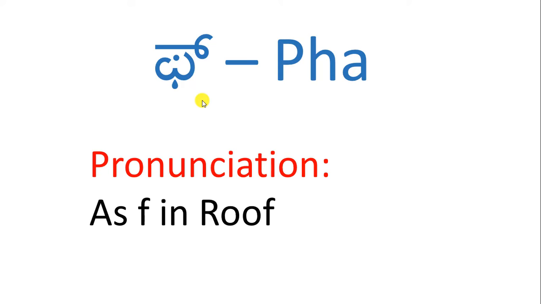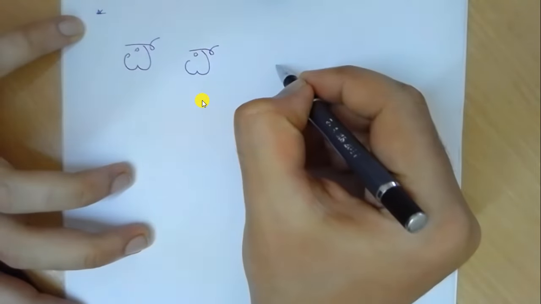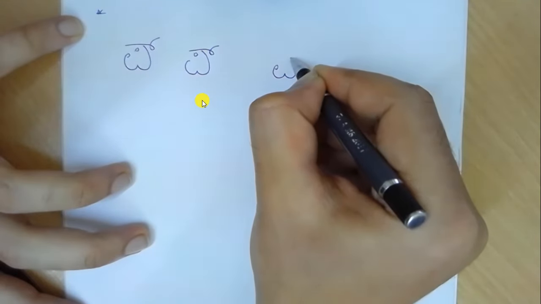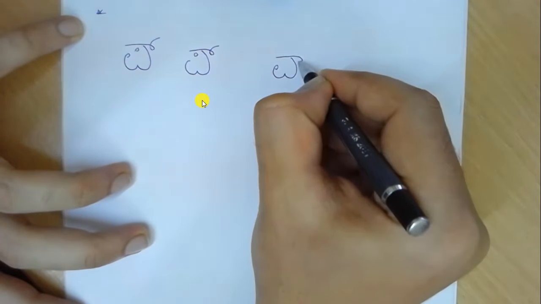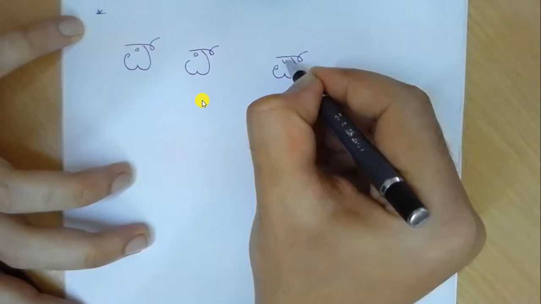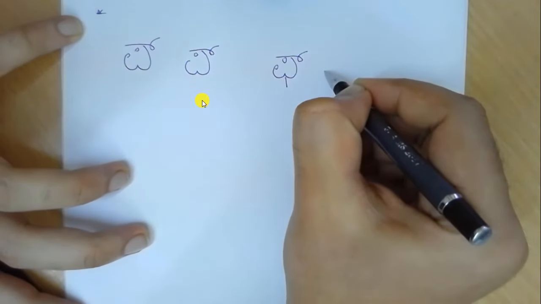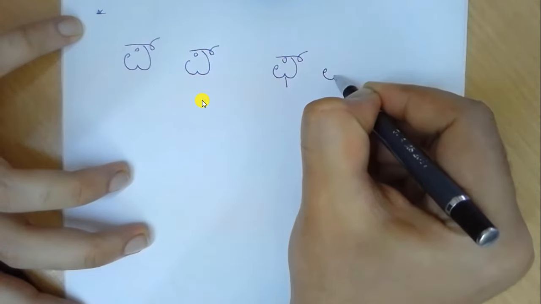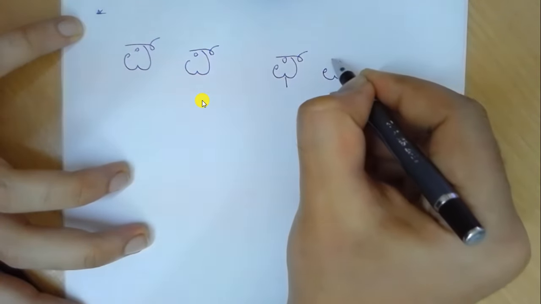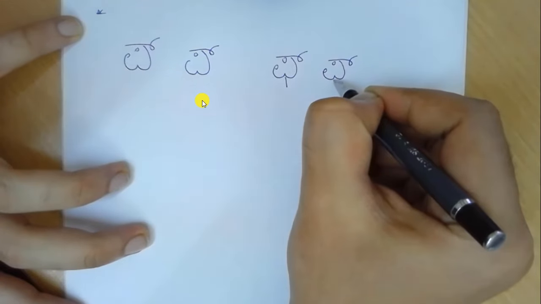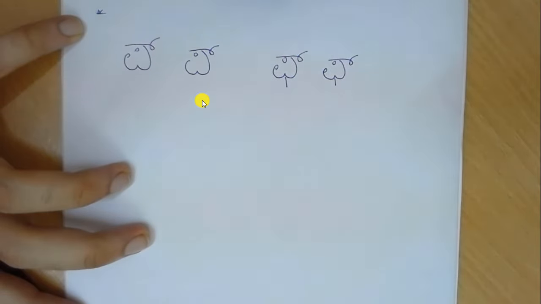Now let us see how to write it. We write the root consonant f like this. It is similar to p, but then there is a tail below. Once again, it is similar to the previous one, the one that you are seeing on the left, but then with the tail. That is how you write it.